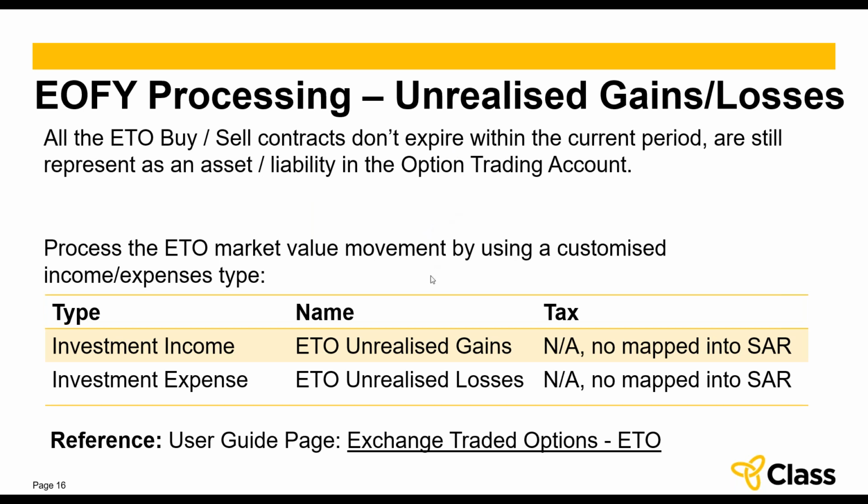Now, we recommend you set up a customized income expense type, one for the ETO unrealized gains, one for ETO unrealized losses. Both are really accounting concepts. They're not mapped to the tax return. And basically, you can use that to increase or decrease the market value of that option trading account. The user guide actually will go through a live, real example of how you handle them. So I highly recommend that you click through to read the user guide page.